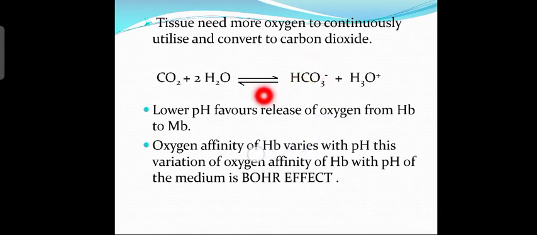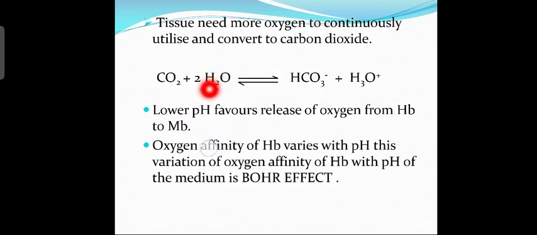Why does tissue need more oxygen? You know that glucose is present in tissue, so oxidation of glucose takes place. What is the molecular formula of glucose? C6H12O6. This equation is not given here. So, C6H12O6 plus oxygen will give you carbon dioxide and water. This is the reaction. So, this carbon dioxide and water are obtained from the oxidation of glucose.